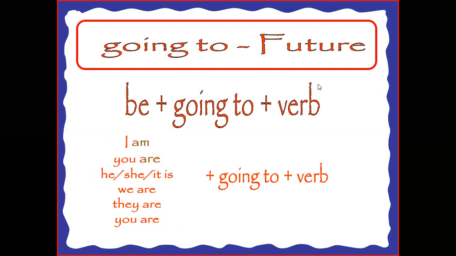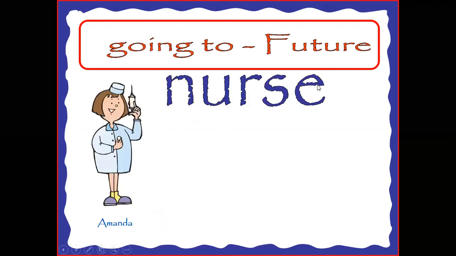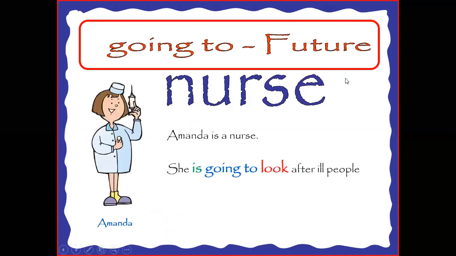Okay, examples here. She's going to look after ill people. In this case, she's going to. Why do I use is? Because I'm talking about she. And then I have going to, and in this case, my verb. Okay? Actually, it's not difficult. You have to pay attention to the structure. And remember, this is for plans, para hablar acerca de planes.